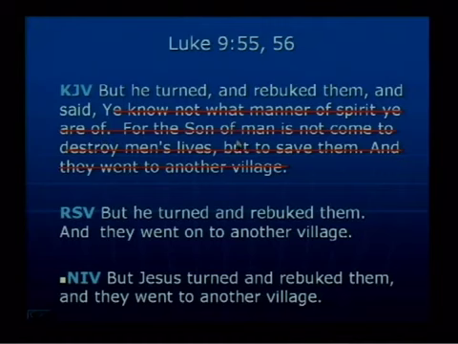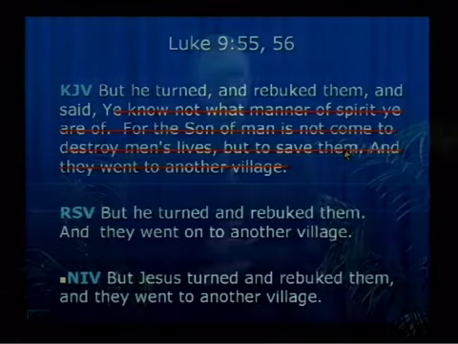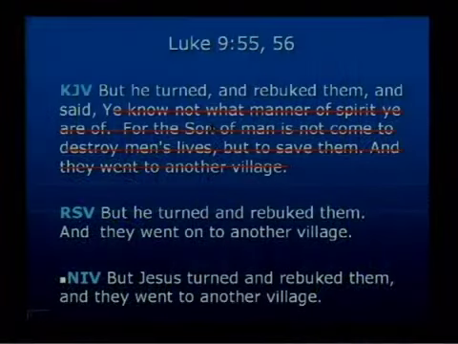For the Son of Man is not come to destroy men's lives, but to save them. And they went into another village. Now, which one to you makes more sense? Which one is more important to you? This one has power. This one has a savior. This one has an answer to all your troubles. This one has no answer whatsoever. It might as well not be in the Bible. And I don't believe God ever put something so ridiculous as that in the Bible.